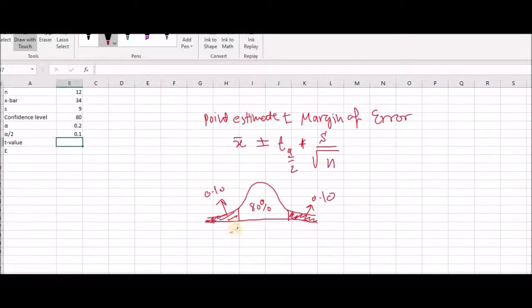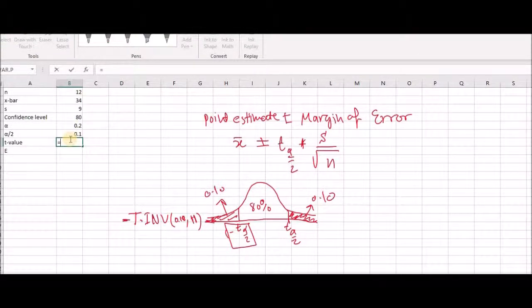We're looking for negative t sub alpha divided by 2, t sub alpha divided by 2. Basically, I will find this value, and this value is going to be negative. So I will use negative sign in front of the formula to compute that value. To compute that value, I will use the function t inverse of the area, 0.10, comma, the degree of freedom, which is n minus 1, 11 in our case.